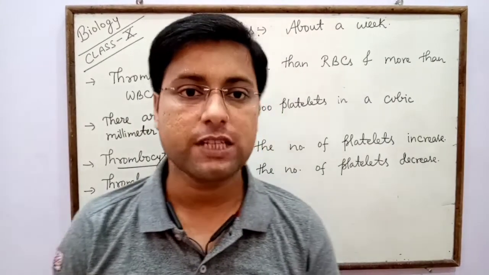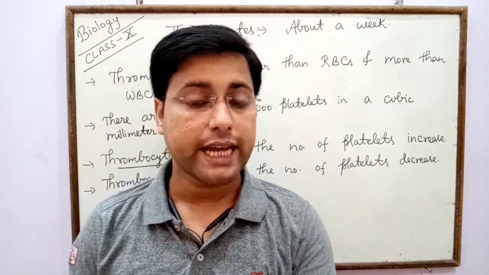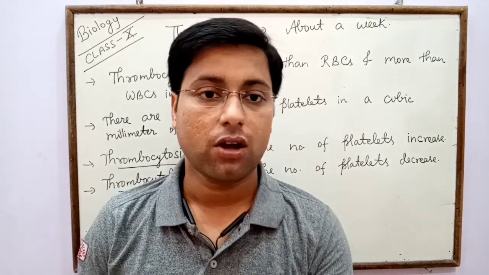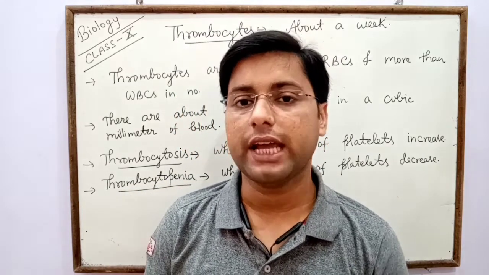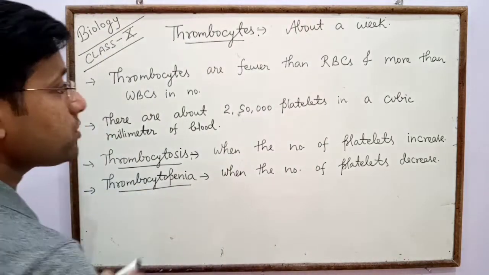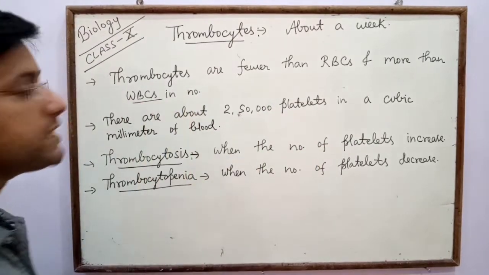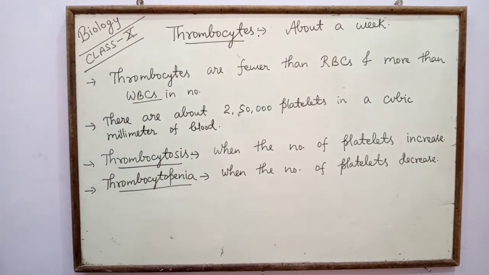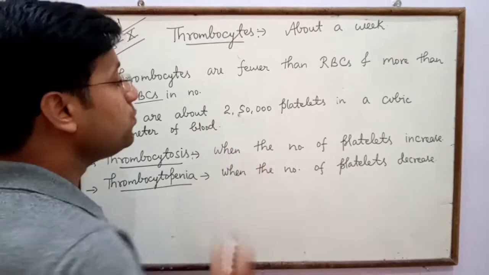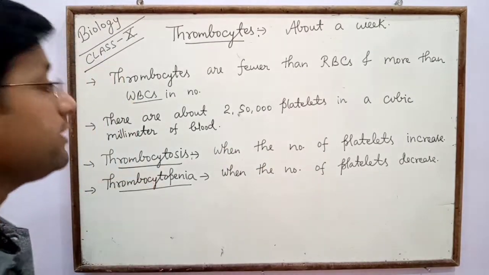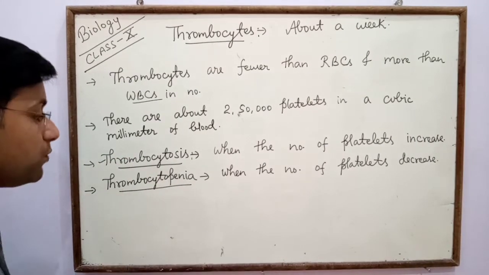The lifespan of thrombocytes is 6 to 8 days, and it helps in the clotting of blood at the time of injury, means it stops the bleeding at the time of any injury. The thrombocytes are fewer than RBCs and more than WBCs in number, and their total number in a cubic millimeter of blood is 2,50,000, and two points are given on the board, that is thrombocytosis and thrombocytopenia.